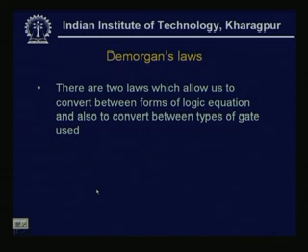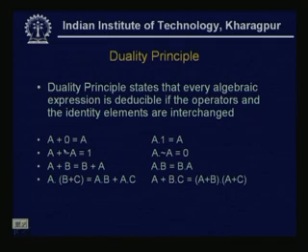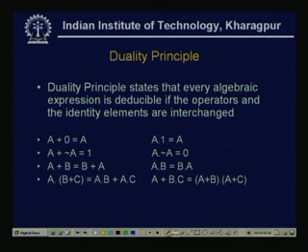Now, one very important law, we call that De Morgan's law. Now, there are two laws which allow us to convert between forms of logic equation and also to convert between types of gate used. Just now what we have seen is that the plus is replaced by dot. So, what we can tell is that plus is nothing but our OR operator.